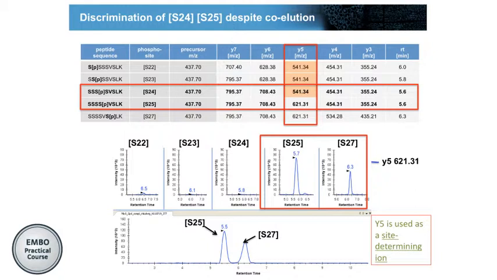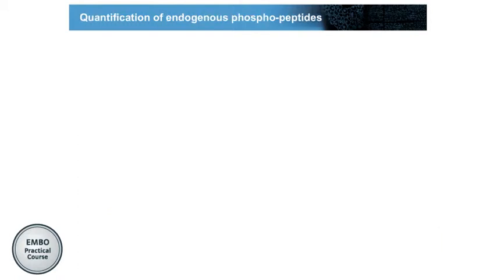At least we can see a difference when it comes to the transition. Maybe it will be a bit risky to quantify only based on one transition, but at least we can say, well, we have some tool to look into the data and really mine the transitions and try to find those pieces of information that will help us to say which one is the right peptide that we're quantifying.